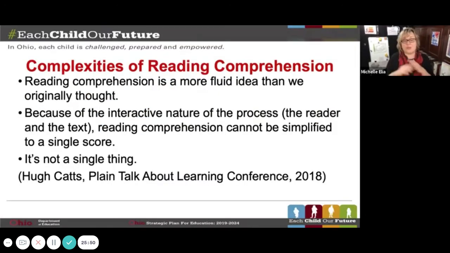So we know that reading comprehension is complex. It's much more fluid of an idea than we ever thought. And it's very interactive. It's about this interaction between the reader and the text, right? We can't simplify it to one strategy, one test. It's just not possible. It's not a single thing. So as we're assessing our learners too, we have to think about the complexities that really are reading comprehension, because one test doesn't really give me a full picture of what my English learners know and can do.